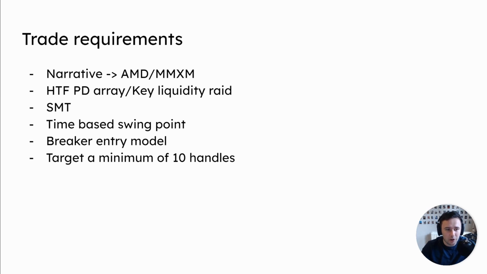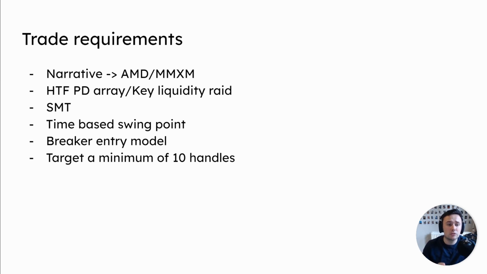And now we are going over the trade requirements of the model itself. First up, narrative. Are we in an AMD? Are we in a market maker model? Creating the correct narrative is extremely important in your general trading. Because if you are not able to apply the correct narrative to your charts, you are basically trading a pattern, and that is not something that you want, because you want to always be in line with bias and the correct narrative. So make sure that you know how to create that correct bias.